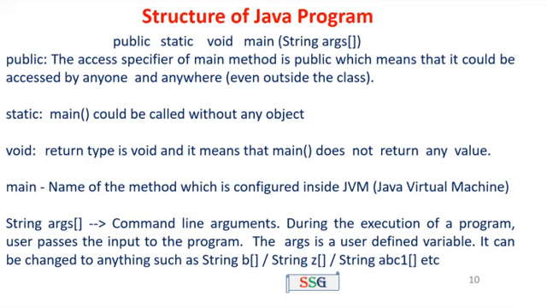The next one, String args with empty square brackets, is called command line arguments. During the execution of the program, the user passes the input to the program, which is called command line arguments. The args is a user defined variable. It can be changed to anything, such as String b[], a valid statement, String z[], String abc1[]. All these things are possible.